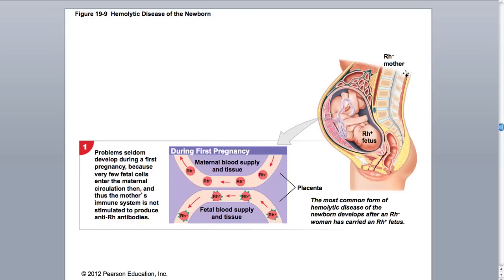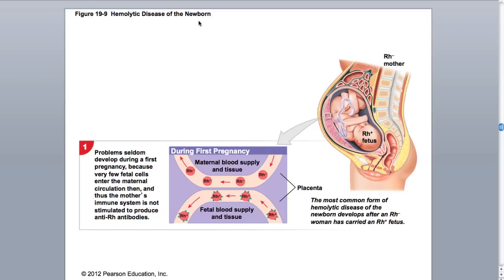So the mother has to be Rh negative for this problem to even develop. And if the mother is Rh positive, this story will not happen. Now what story are we talking about? It's called the hemolytic disease of the newborn.